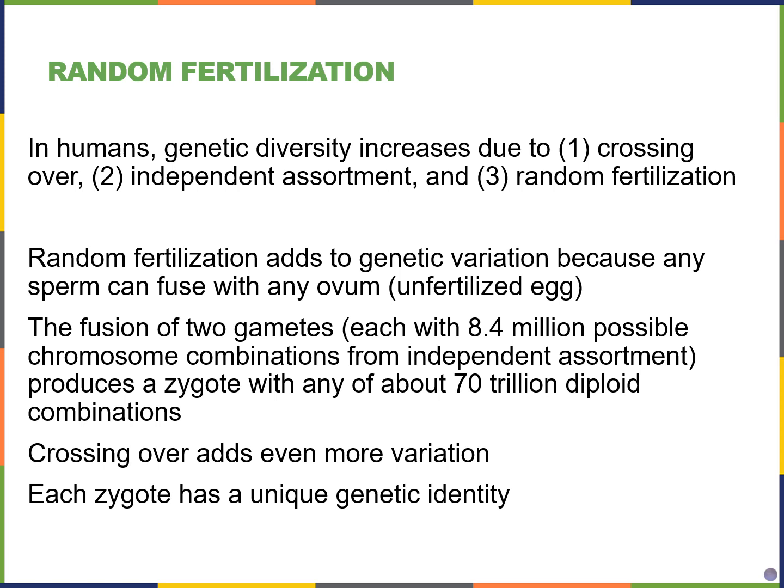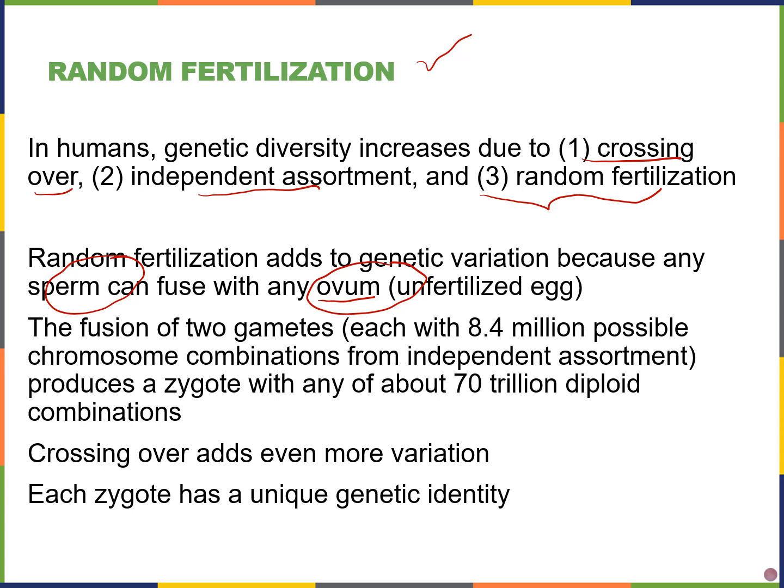In humans and other animals as well, genetic diversity is increased by a third component, random fertilization. So in humans, we talked about some of these before. There's genetic diversity because of crossing over that happens in prophase 1, independent assortment that happens in metaphase 1, and the new one that we're talking about now, random fertilization. What this means is that any sperm, and there are millions of sperm released, can fuse with any unfertilized egg, and these are called ovum. This is singular. Ova is plural.